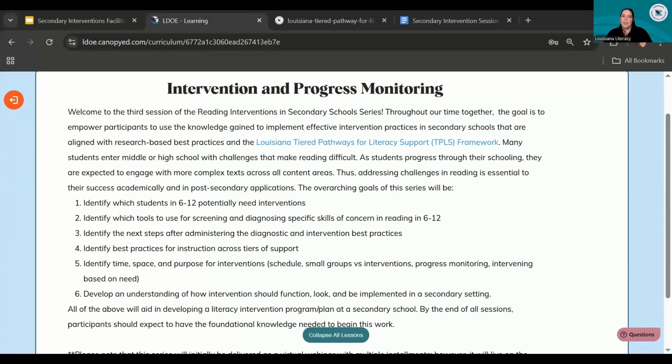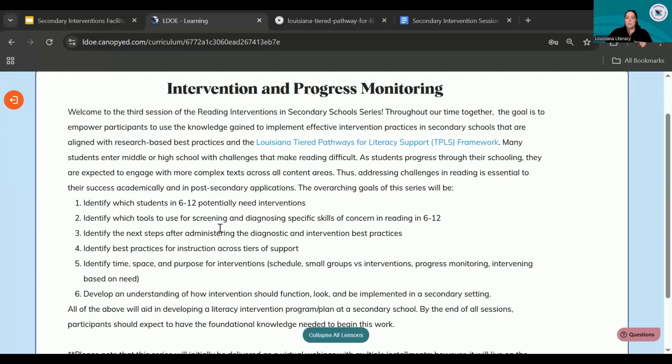So we know that we have students that come to us in middle and high school that are having issues with their ability to access grade level content because they have some kind of deficit or challenge with their reading. And we know that as they move through those grades, they are just going to continue to encounter more and more complex text in all of their content areas. So we need to try to address those challenges they're having in reading as soon as we possibly can.